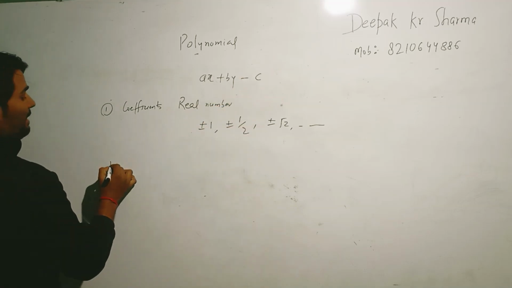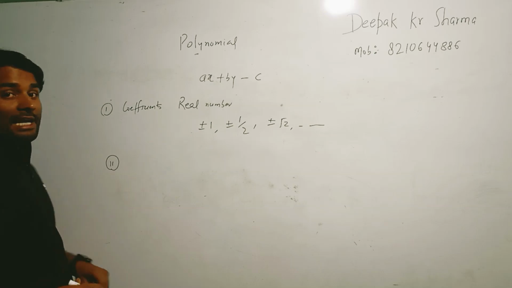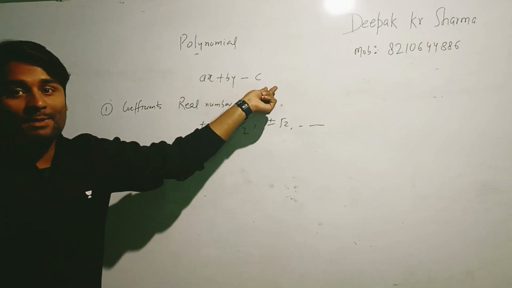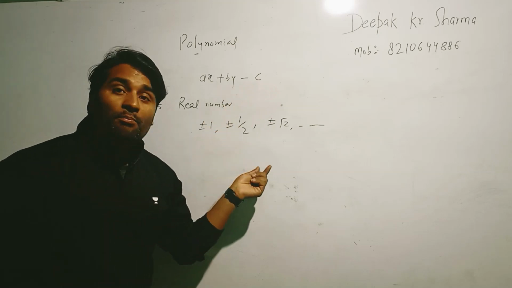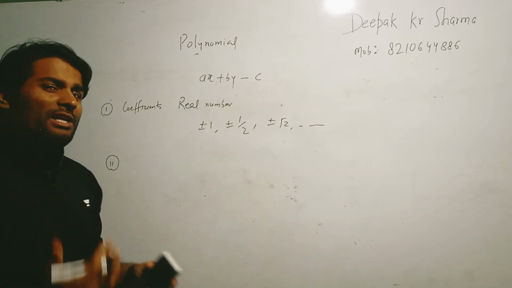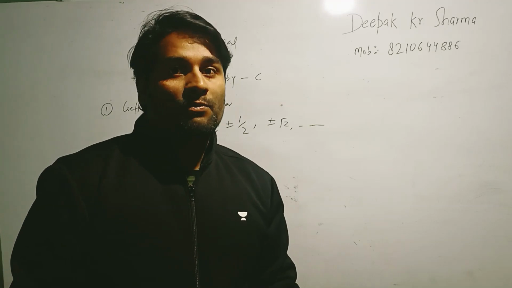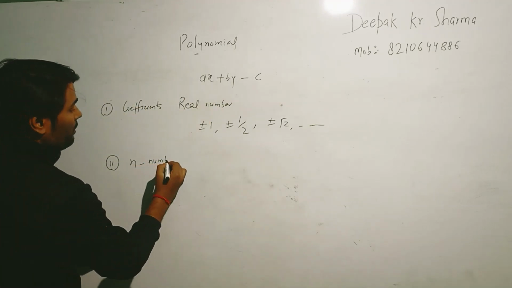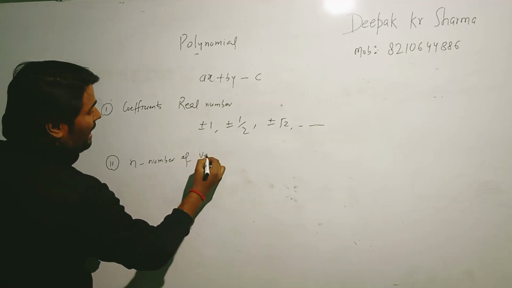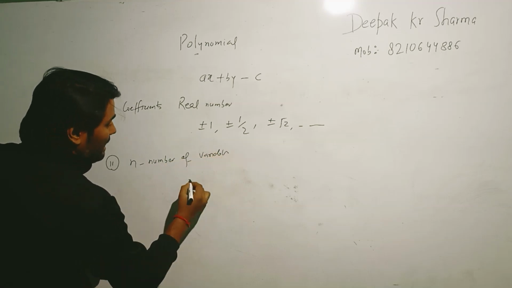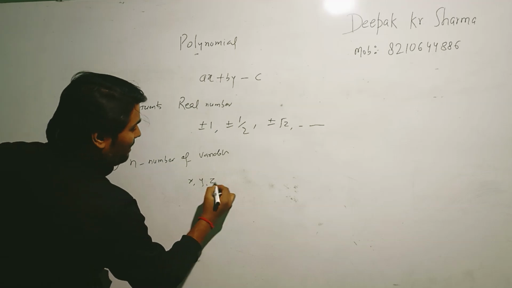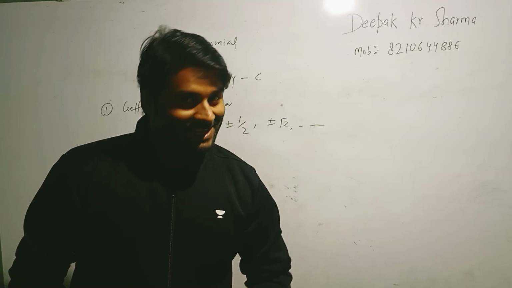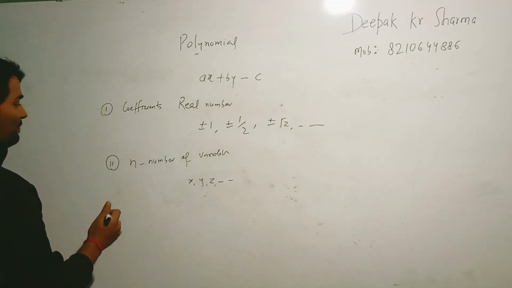Okay. And the second thing, again, you can see now we have used variables here, right? So in case of polynomials, there are no restrictions on the number of variables. You can take n number of variables like x, y, z and so on. There are no restrictions on the number of variables, right?